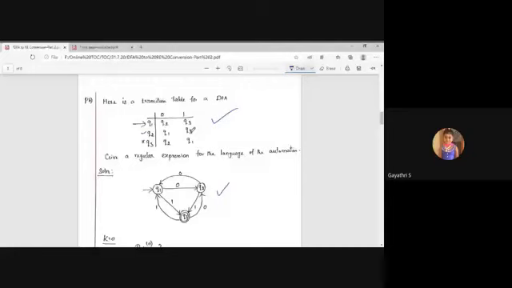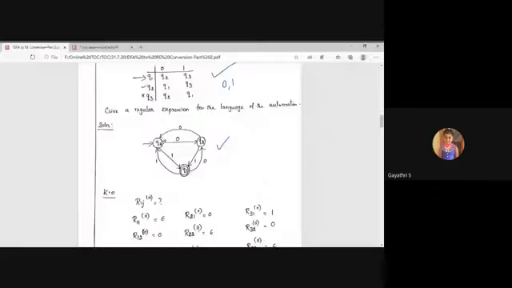From the transition diagram itself, we can understand this is a typical DFA. How many possible inputs are there? 0 comma 1. Let me check. Q1 on 0 goes to Q3, Q1 on 1 goes to Q2, Q2 on 0 goes to Q1, Q2 on 1 goes to Q3, Q3 on 0 goes to Q2, Q3 on 1 goes to Q1. All the states have transitions on 0 comma 1, so this is a typical DFA.